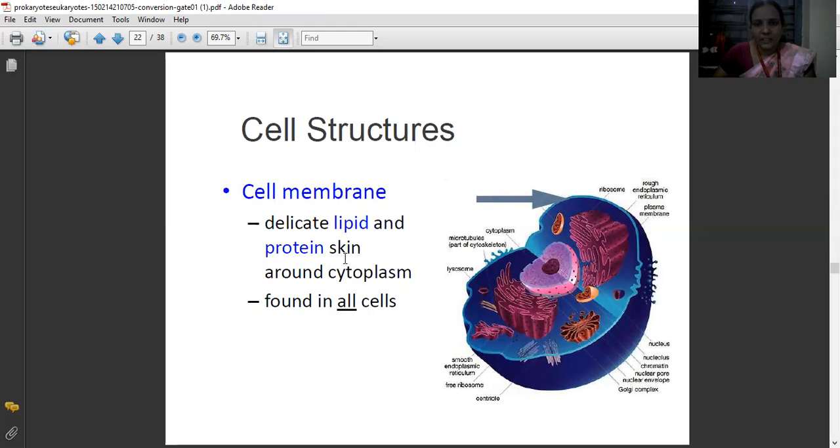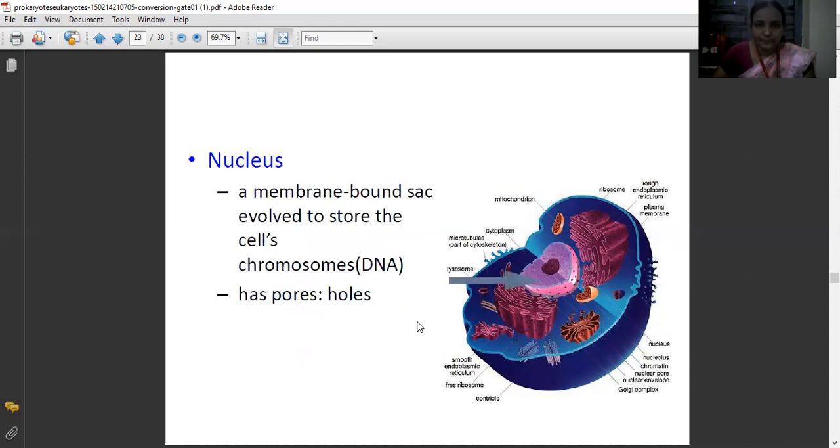So if we see the cell structure of a eukaryotic cell, the membrane is made up of lipid and protein skin around the cytoplasm. Cell membrane is the outermost layer. Cell membrane is also called plasma membrane. In this, the cell wall will not be present in some, and will be present in others. Found in all cells.